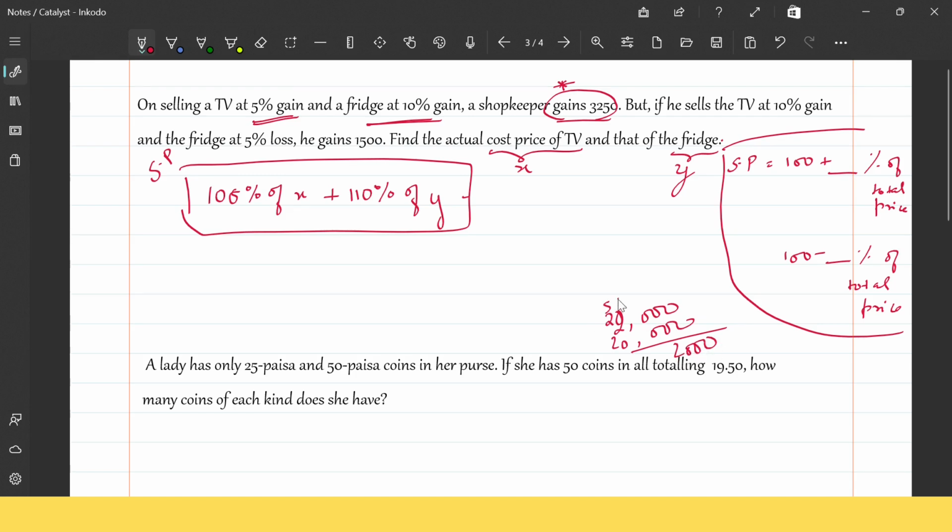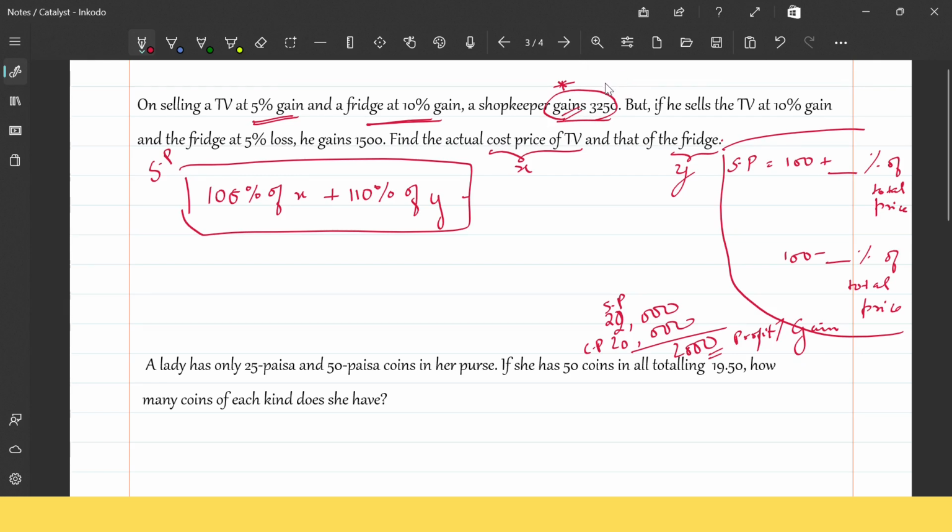How did you get this? This is the selling price at which I sold it to the customer, and this is the cost price at which I purchased from someone, right? So this selling price minus cost price gave me the profit. As simple as that. What I am selling to the customer minus what I had purchased, that extra money that I got is my profit, is my gain, right? So the same thing you have to do here, because they said he gains it. The profit is 3250.